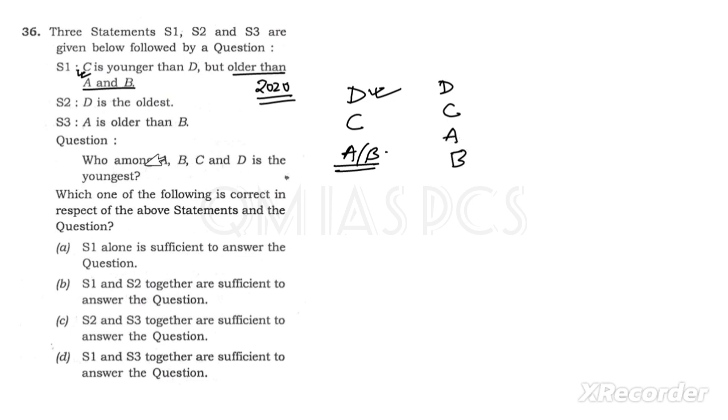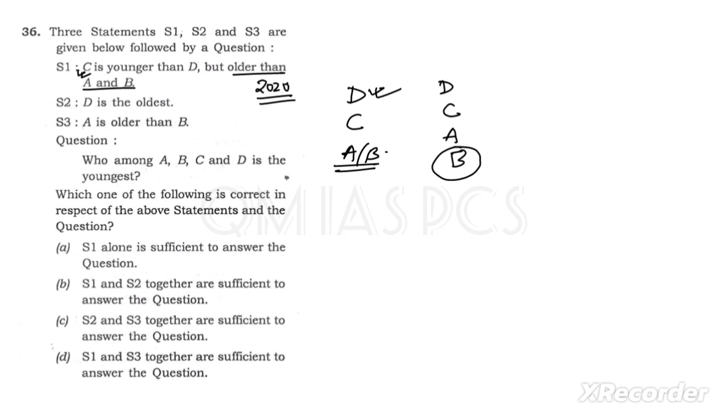Now, our question is who among A, B, C, D is the youngest? So we got the answer: B is the youngest. Now you can see the options: S1 alone is sufficient, or S1 and S2 together are sufficient, or S2 and S3 together are sufficient, or S1 and S3 together are sufficient. These are very confusing options, so you have to understand which statement, if you eliminate it, you will still get the answer.